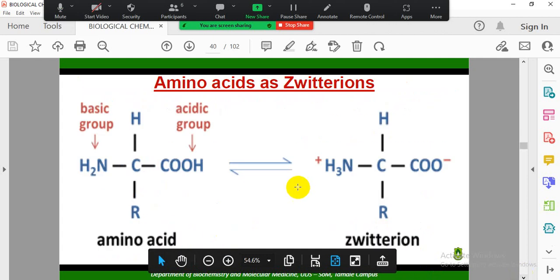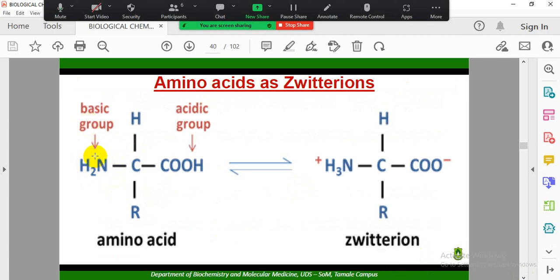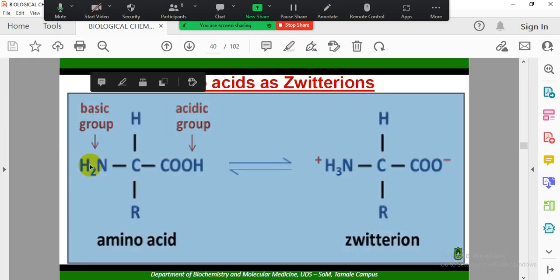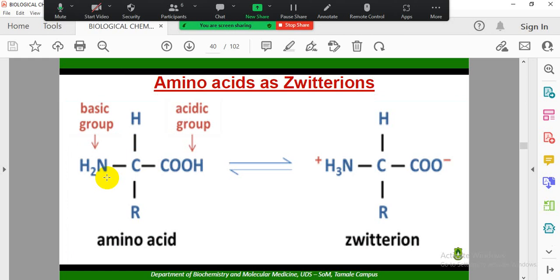So let's see. This is an amino acid. Let's forget about the side chain here. This is a basic group. Anytime you see ammonia, it's basic. What type of base is it? You've forgotten Arrhenius acid, Arrhenius base, Bronsted-Lowry acid, Bronsted-Lowry base, and Lewis acid, Lewis base. You have forgotten them. No. So this is a Lewis base, and this is an acid. So the acid and the base.